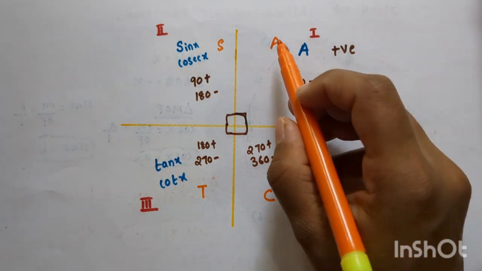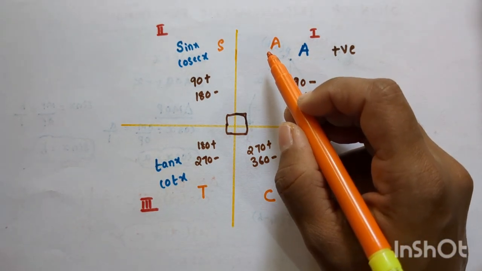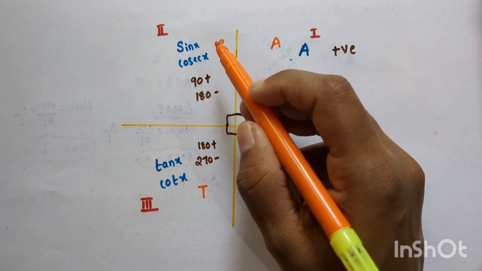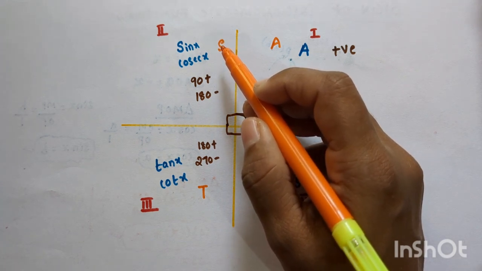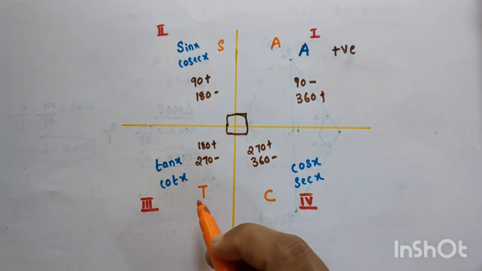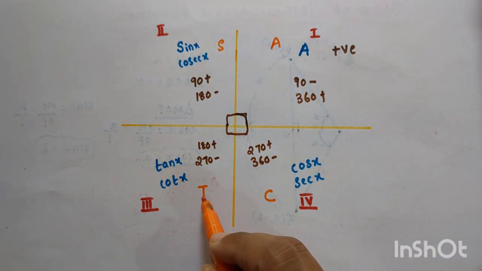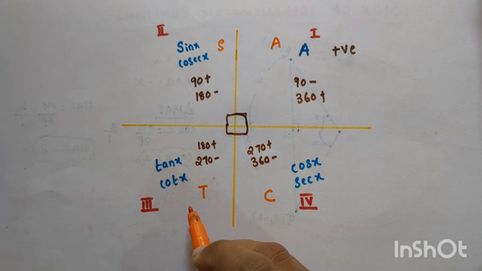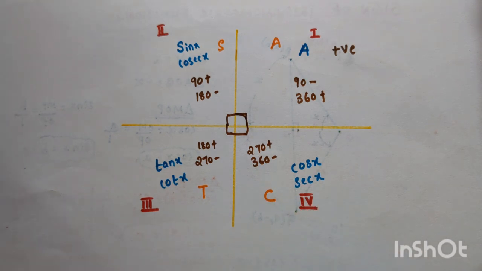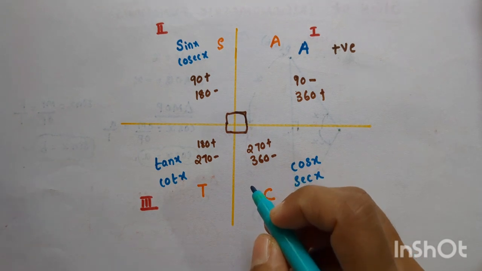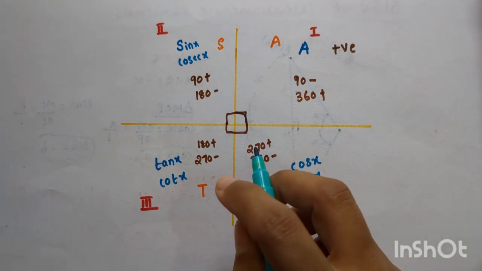That is, in the first quadrant, all trigonometric functions are positive. In the second quadrant, the sine function and its reciprocal cosec function are positive. All other trigonometric functions are negative. In the third quadrant, tan x and its reciprocal cot x are positive. All other trigonometric functions have negative values. In the fourth quadrant, cos x and its reciprocal sec x are positive, and all other trigonometric functions have negative values. So in this video, we have discussed the signs of trigonometric functions.